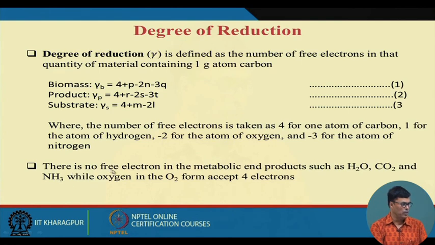But there is no free electron in the metabolic end products such as water, carbon dioxide and ammonia, while oxygen in the form of O2 accepts 4 electrons. So this is the basis on which we can do the stoichiometric analysis. This is the point we shall have to keep in mind when we do the stoichiometric analysis of the bioprocess.